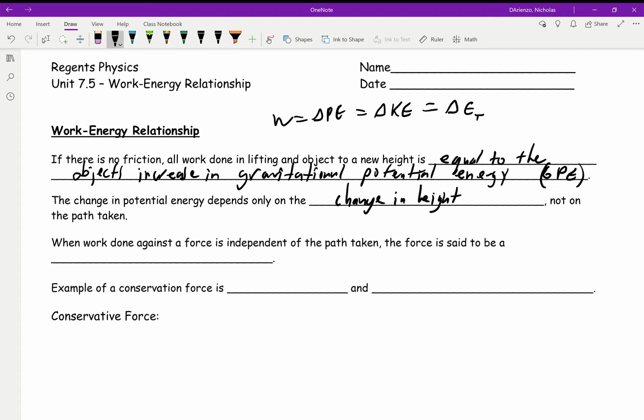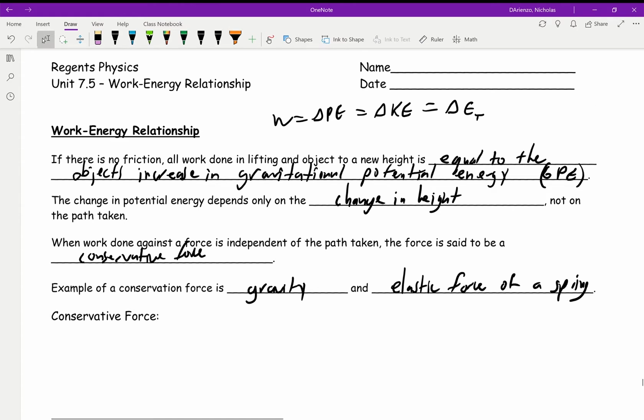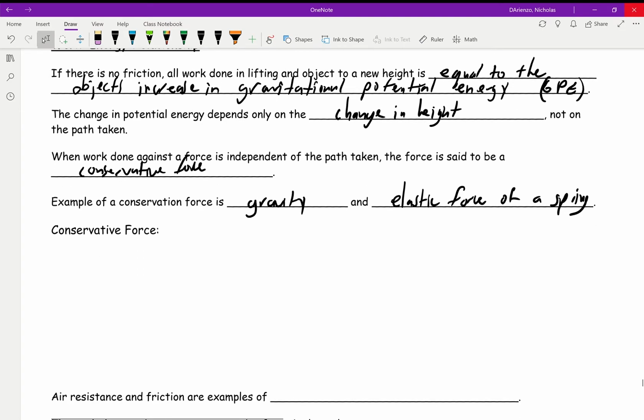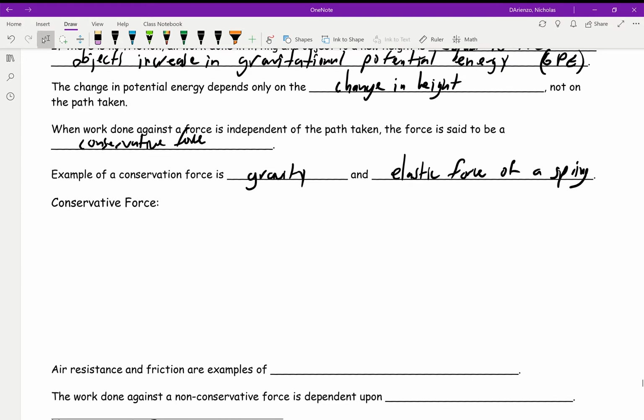So when work is done against a force that's independent of the path taken, it's what we call a conservative force. For example, gravity and the elastic force of a spring. For these two examples, it doesn't matter the path that we take, the change in potential is going to be the same.